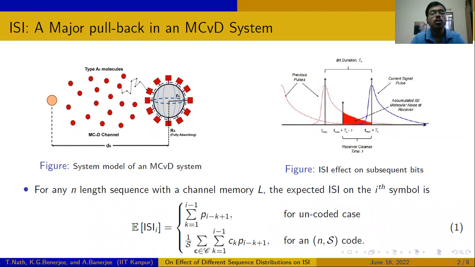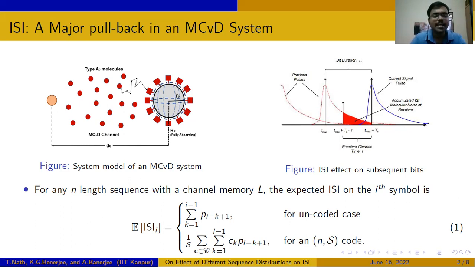Let's come to the system model of an MCvD system, where there is one point transmitter that releases the molecules in the environment, and they propagate through the diffusion process and then finally get absorbed by the receiver. It has been seen that if the point transmitter is transmitting 100 molecules to represent binary bit 1 in on-off keying modulation, then only 9 to 10 molecules actually get absorbed by the receiver. The remaining 90 molecules cause a huge overhead for the next symbol transmitted by the transmitter and cause the ISI. This has been depicted in another figure, that is, ISI effect on subsequent bits.